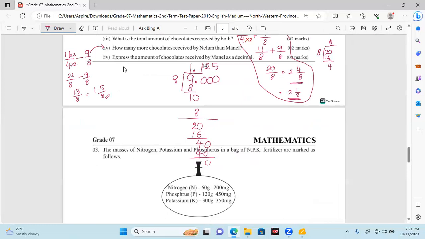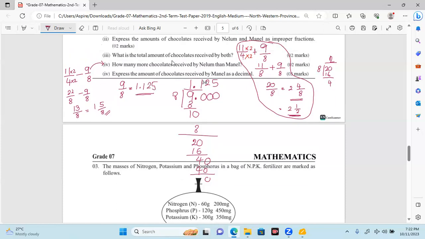9/8 as a decimal number is 1.125. This is the answer. Okay.